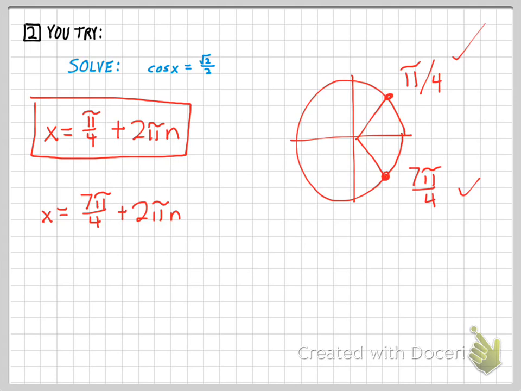Alright, and then again, remembering that there's actually an infinite number of answers, I would want to say that the solutions are pi over 4 plus 2 pi n and 7 pi over 4 plus 2 pi n. Those two statements represent all angles whose terminal side is the same as pi over 4 or 7 pi over 4.